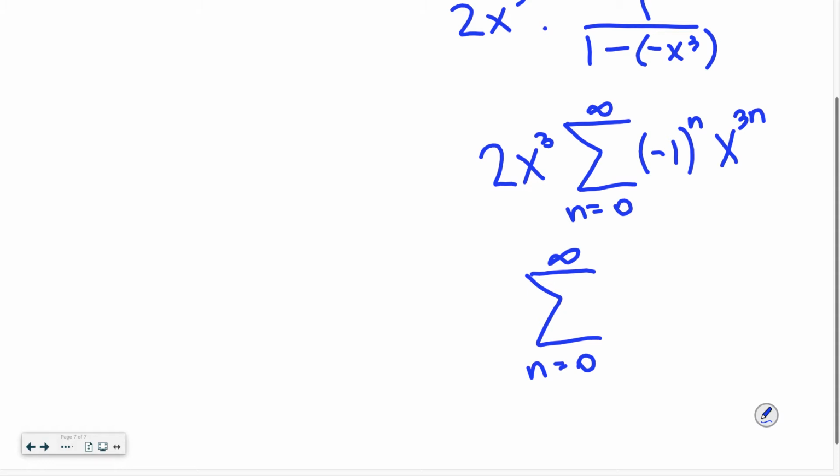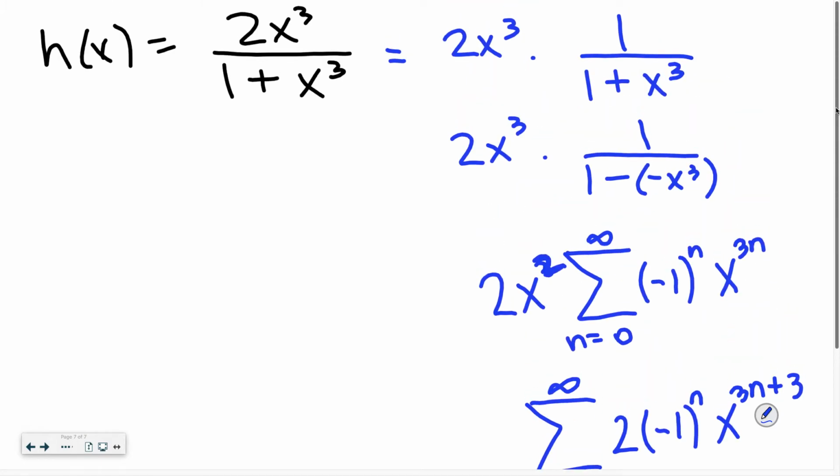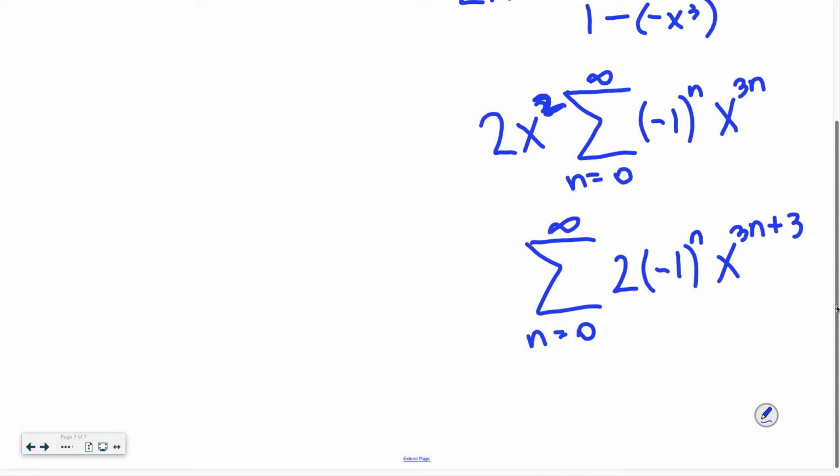So what would our exponent be? We would have 2 times -1 to the n times x to the 3n plus 3. How did it go to cubed? Isn't this a 2? No, it was a cube. Unless you want to rewrite it as a 2. We'll keep it that way.